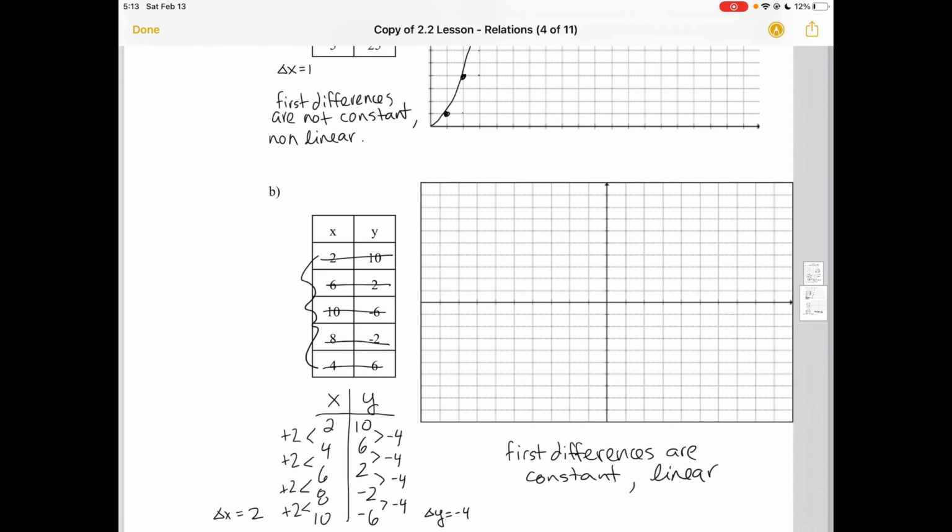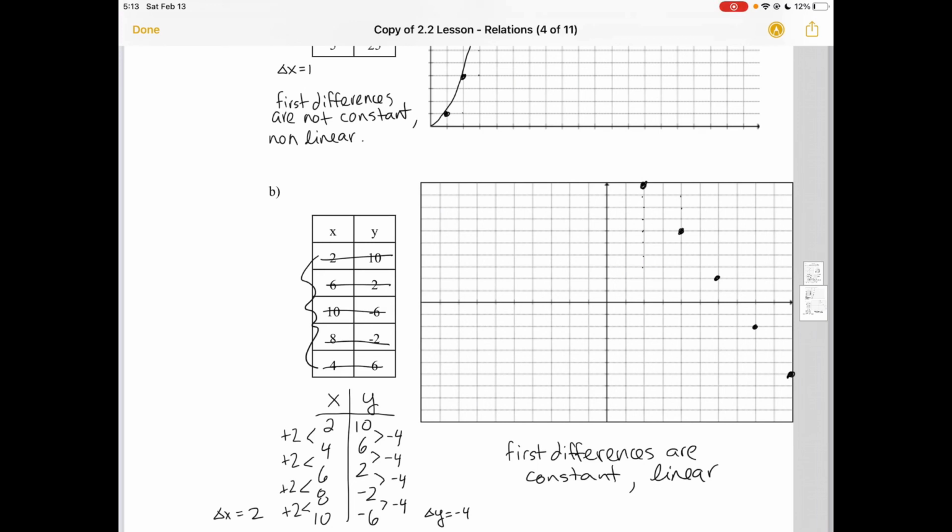Let's put them on the graph just to make sure. (2, 10). Let's see, 1, 2, 3, 4, 5, 6, 7, 8, 9, 10. Okay, and then we've got (4, 6). Then we've got (6, 2). Then we've got (8, -2). And then we've got (10, -6).